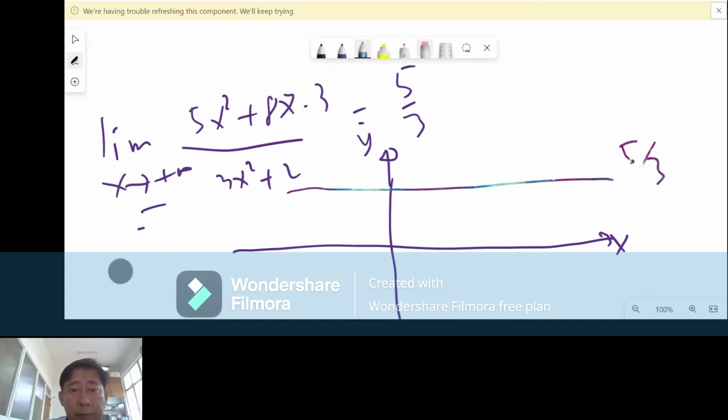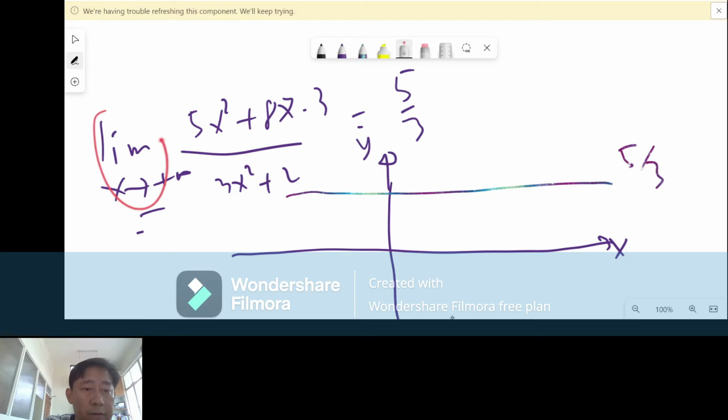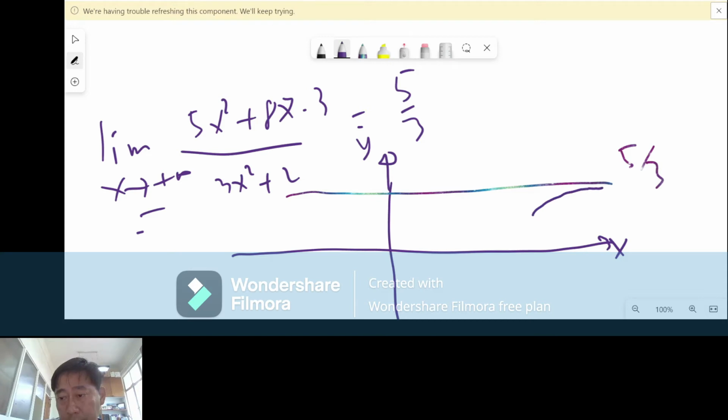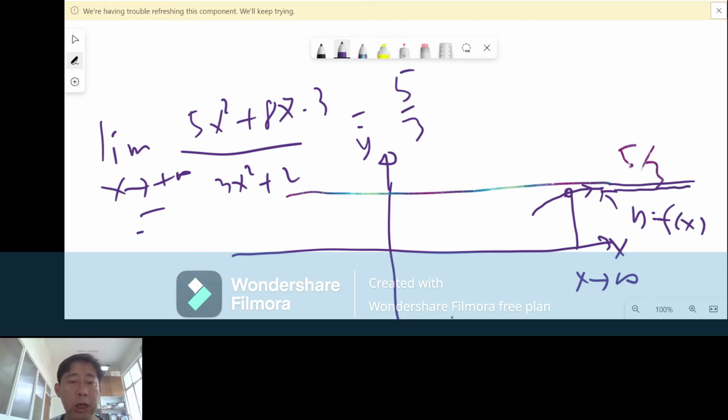The statement that the limit of this rational function when x tends towards infinity is 5 over 3 means the function will finally tend toward a constant like this. When x is getting very large to infinity, the function would behave as if it is getting very close to the constant, but never touch the constant 5 over 3.